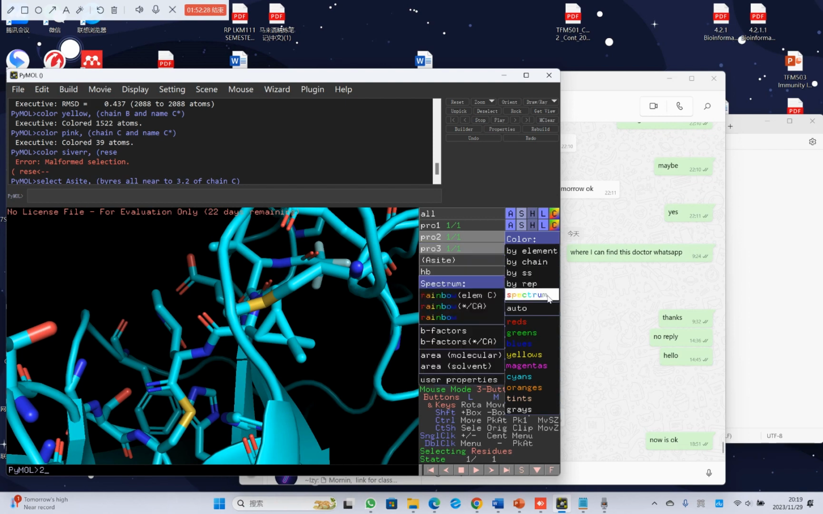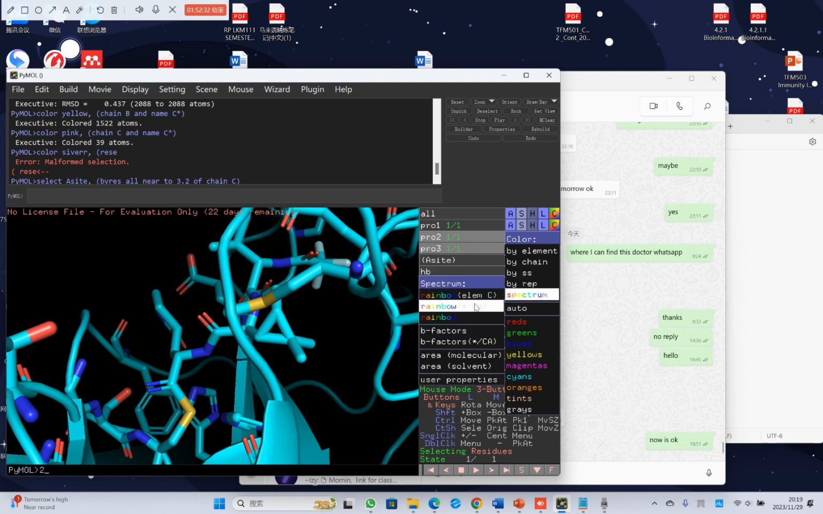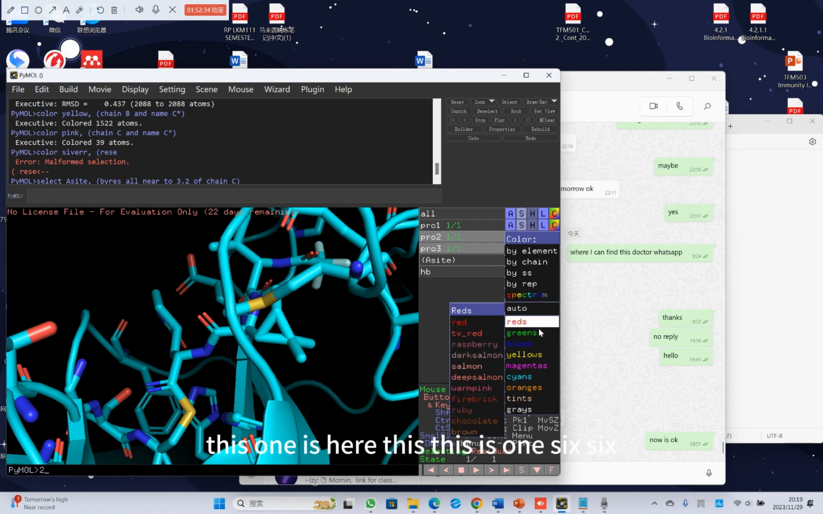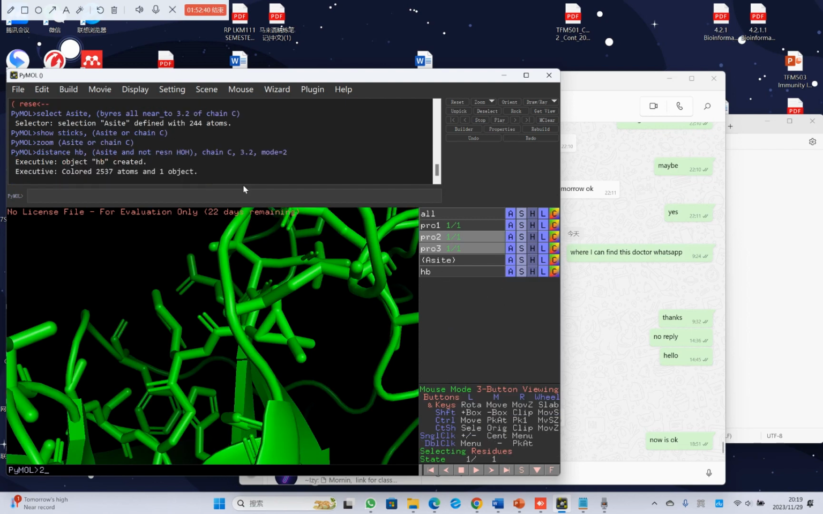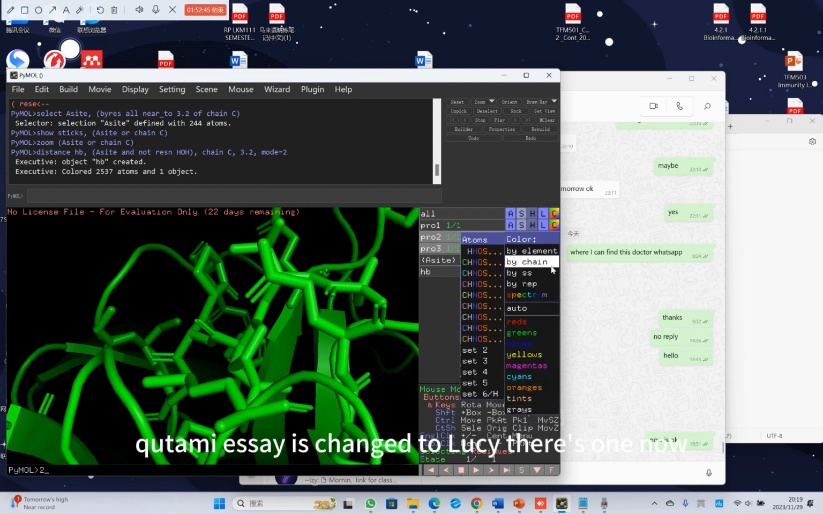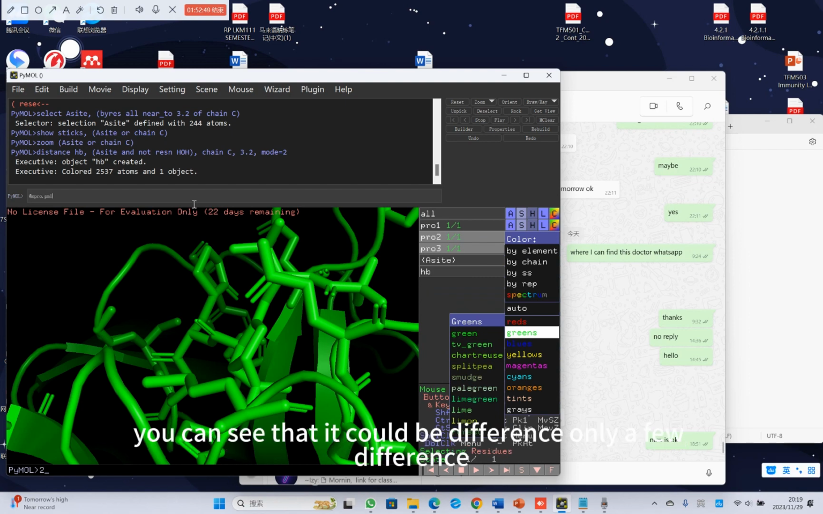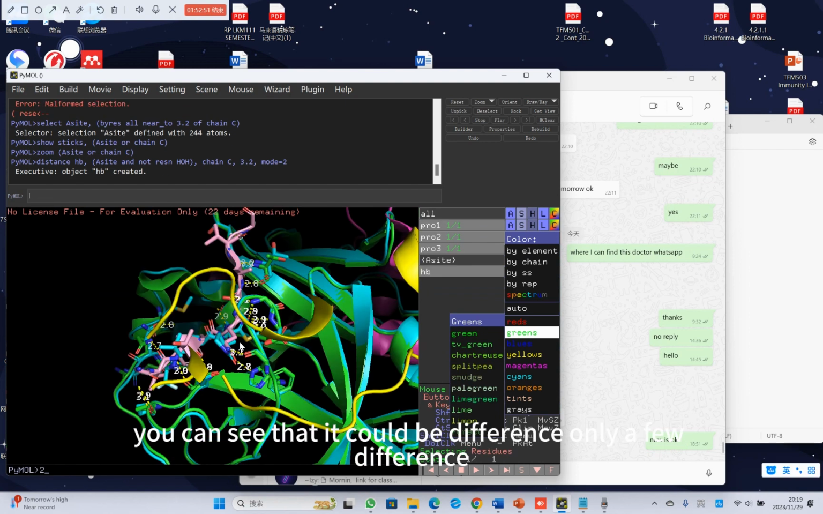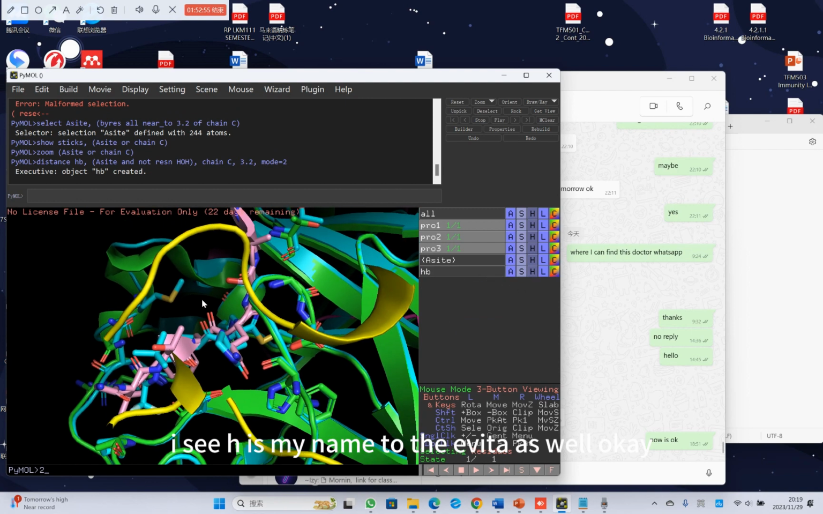So it's very little only when you compare both structures. It's only here, E166. E is glutamic acid. Glutamic acid is changed to leucine. Just one, then you can see a bit of difference, only a few differences. But then this glutamic acid is actually binding to the inhibitor as well.